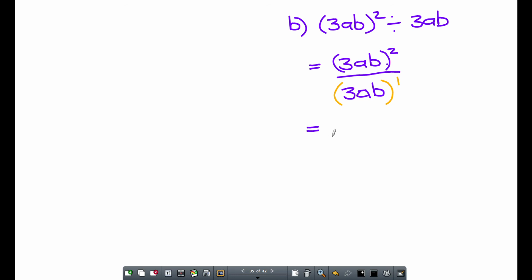Or if you want, you can say, maybe I should write this step in. 3ab to the power of 2 minus 1, because that's divide. Meaning 3ab to the power of 1, or just 3ab. Okay, then you don't have to have the brackets now because it's to the power of 1 and it's not going to make a difference.